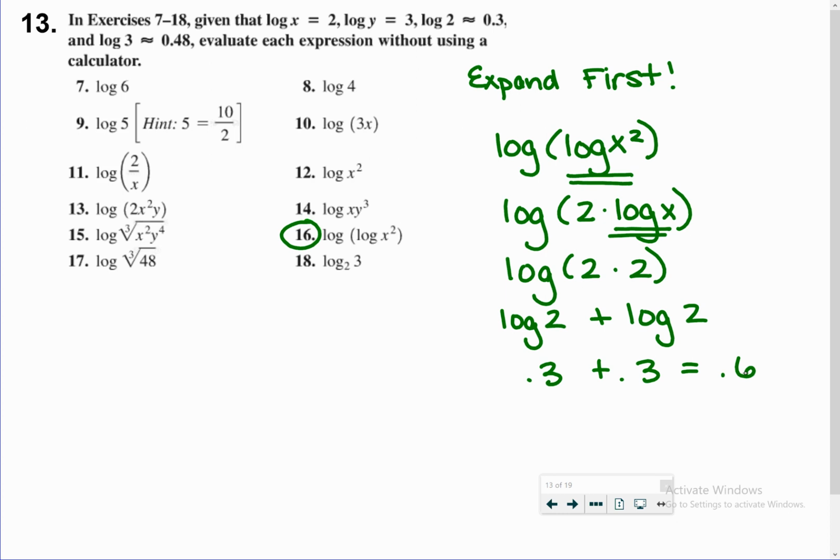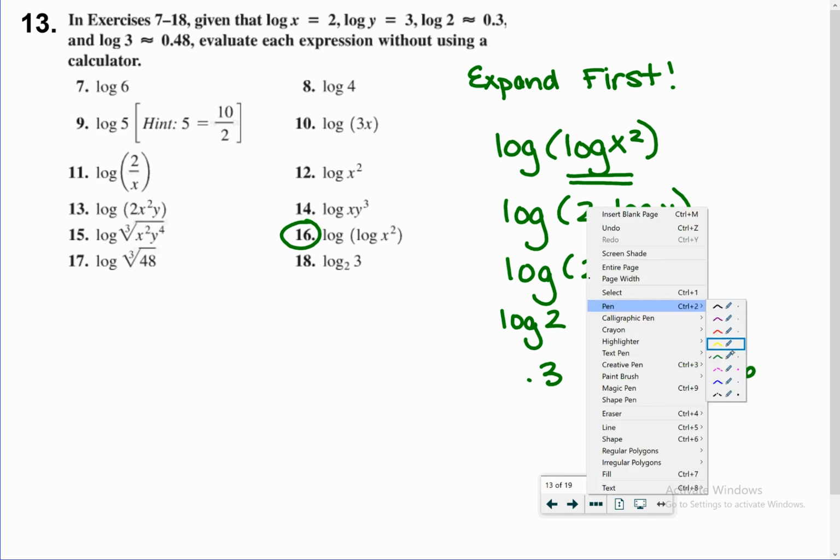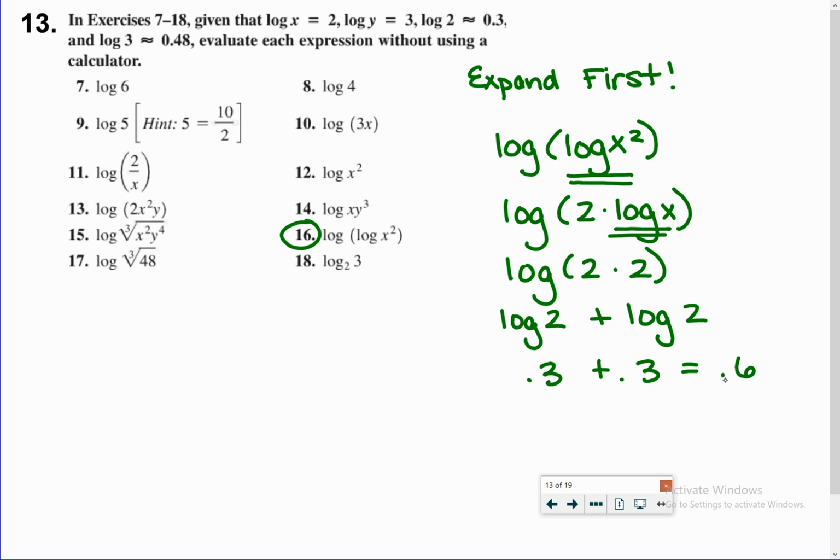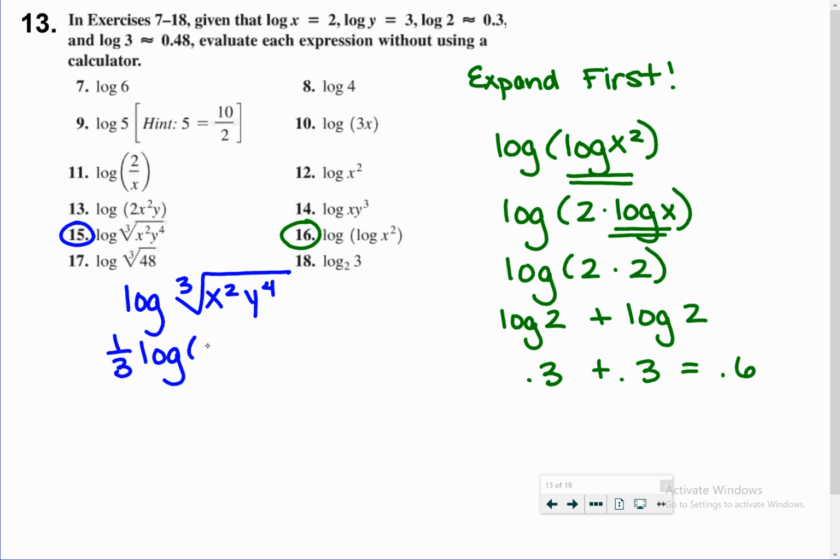Okay. Now that one's different than all the other ones up here because that was the only one that had a log inside a log. Maybe let's pick one more where we don't have a log inside a log, just so you have an example of each of them in your notes. 15. Okay. So I have log of the cube root of x squared y to the 4th. Okay, again, expand it first. If I have a cube root, that's the same as what exponent? 1/3. I'm going to bring that 1/3 down in front. Log of x squared y to the 4th. Okay, what else can I do to expand this?